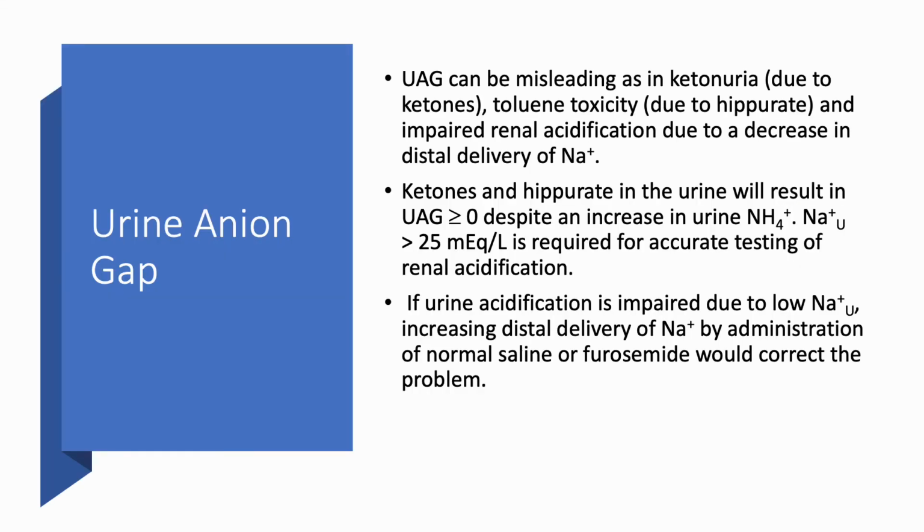Urine anion gap is misleading in ketonuria, due to ketones, or toluene toxicity due to hippurate, because here instead of the chloride accompanying ammonium, you have ketones and hippurate. Or in any situation where you have inadequate delivery of sodium, in that case you can give some saline, then urine anion gap is not very accurate. Urine sodium has to be above 25 milliequivalents per liter.